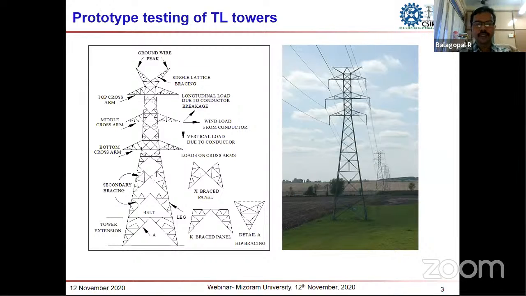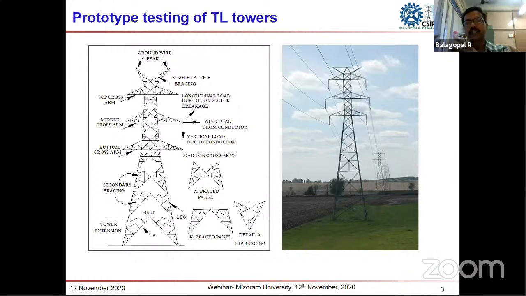There are many types of bracing members like a K brace, X brace, and we can also see that in between the leg and bracing members, we use some redundant members. These redundant members are used to reduce the effective length of the leg members so that their compression capacity can be enhanced. And also we can see some triangle-like portions at the top. They are called the cross arms. They will carry and support the conductors.